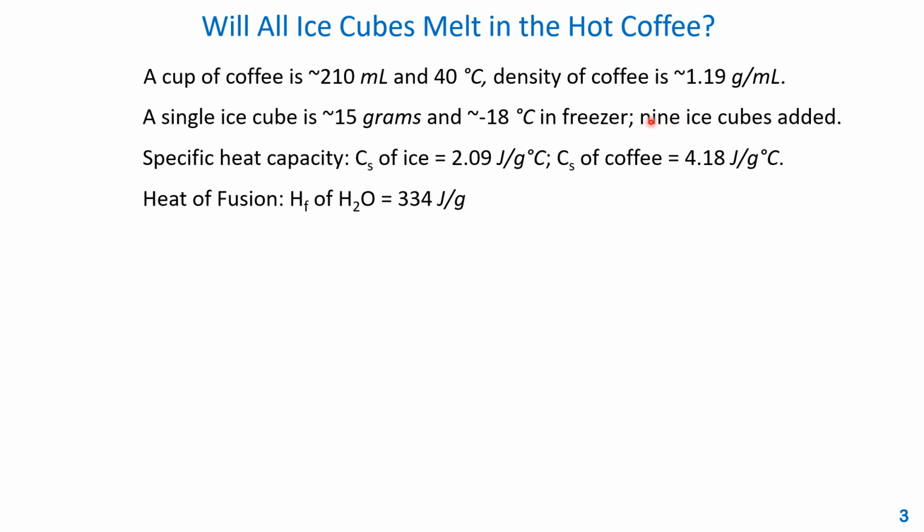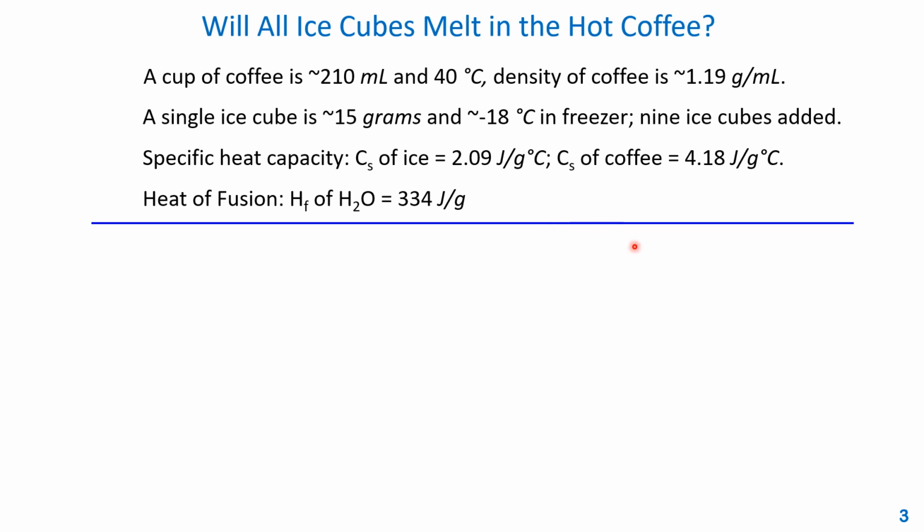And we add 9 ice cubes to this hot coffee. Okay, that's the condition here. We want to find out, is that enough or is that more than enough? Specific heat capacity of the ice is 2.09. Coffee, it's 4.18, that's the same as water. Heat of fusion, same thing, for water it's 334 joules per gram.